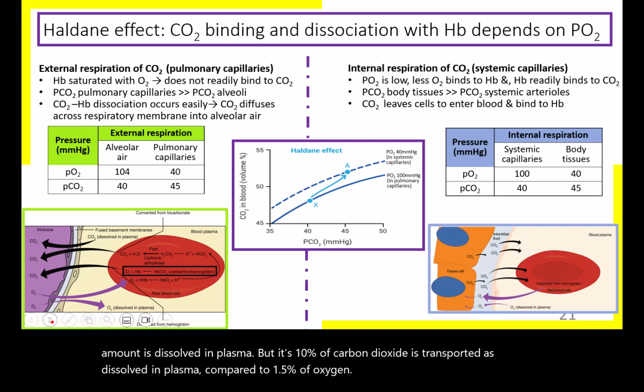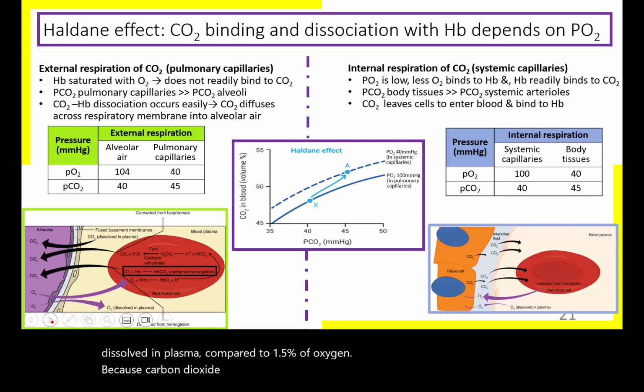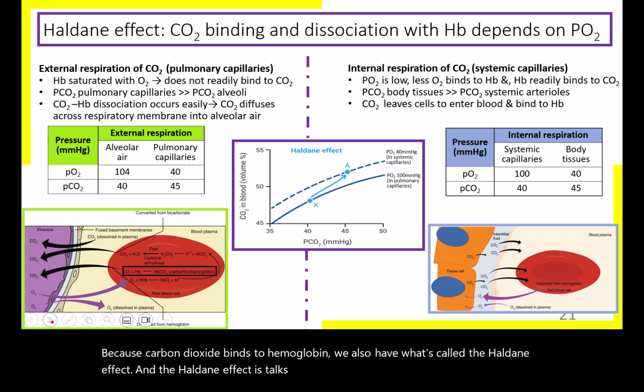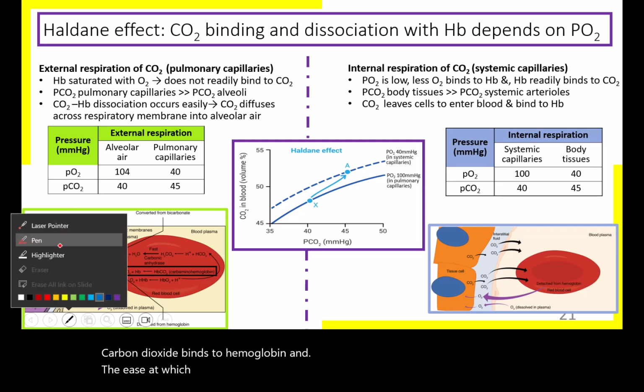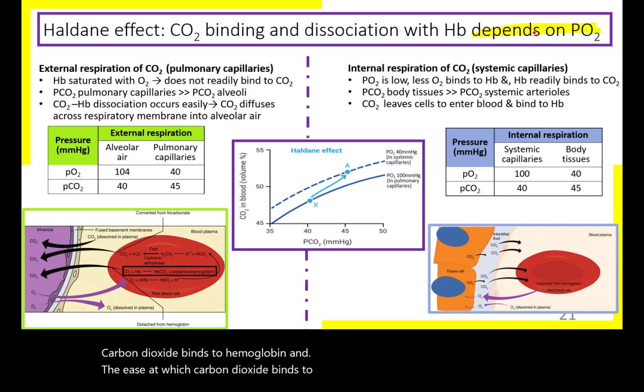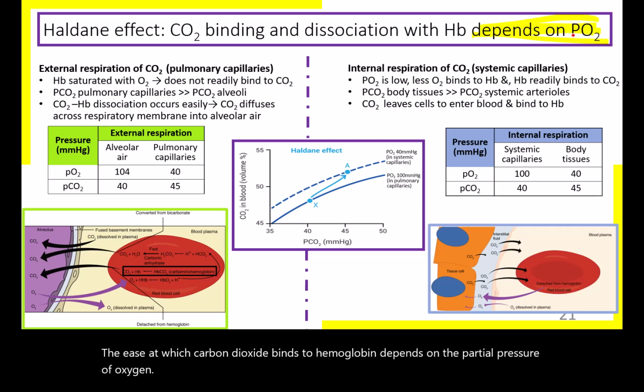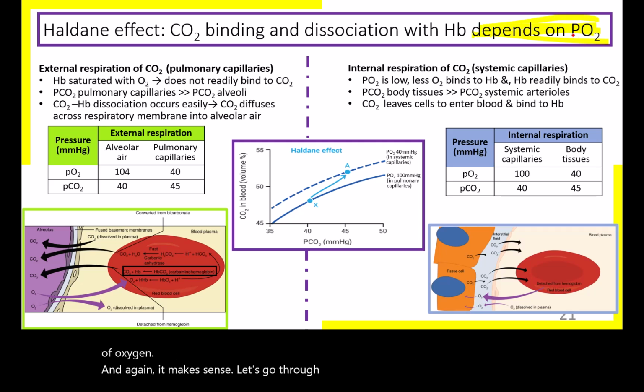Because carbon dioxide binds to hemoglobin, we also have what's called the Haldane effect, which talks about how easily carbon dioxide binds to hemoglobin. The ease at which carbon dioxide binds to hemoglobin depends on the partial pressure of oxygen. And again, it makes sense. Let's go through this. When hemoglobin is saturated with oxygen, it does not bind readily to CO2.